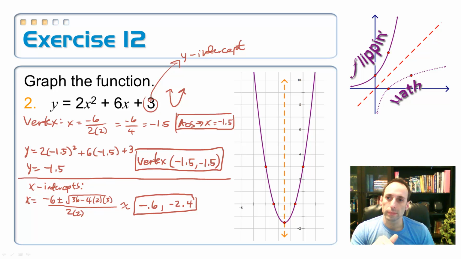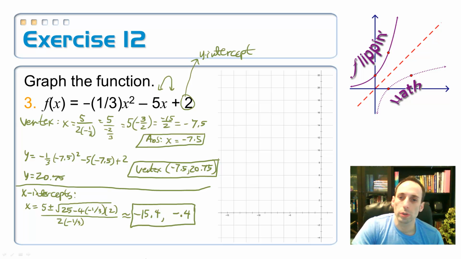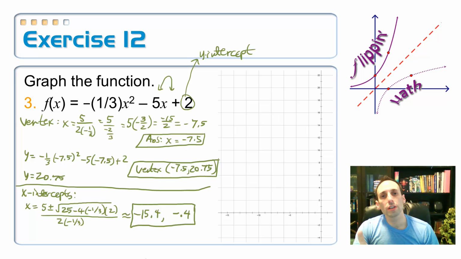Last one. Let's take a look. This one's negative, so it's facing downwards. And look at that 1/3 that's there. 1/3 is closer to 0, so I should expect to get a fatter parabola.